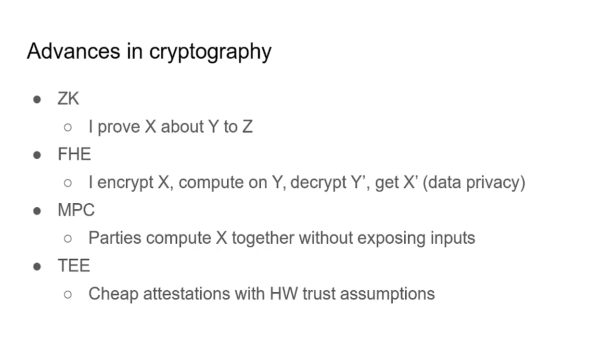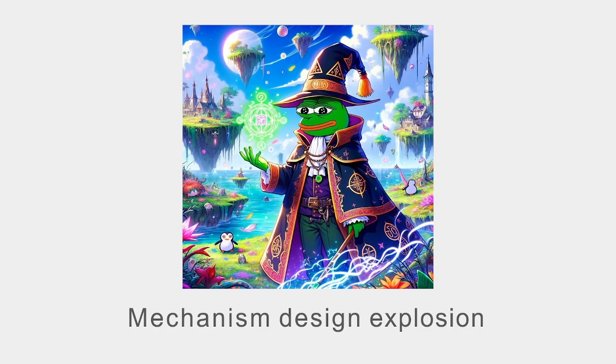Like you can verify that something was indeed executed in this execution environment. So thanks to these cryptographic primitives and their derivatives, people have started building different protocols with them. And we've seen a mechanism design explosion. So what does mechanism design mean?